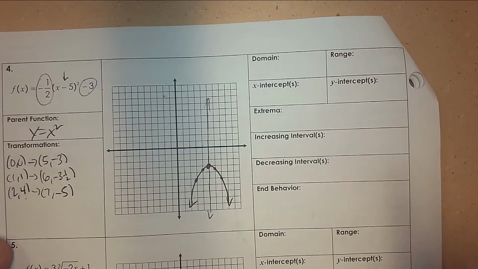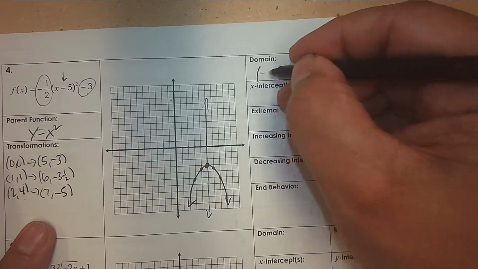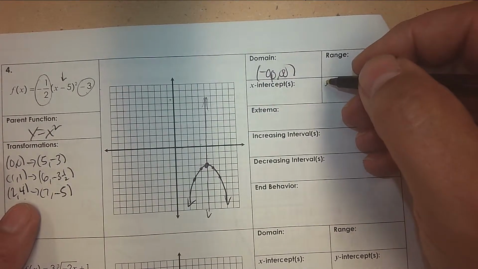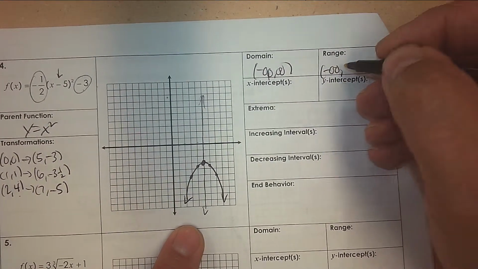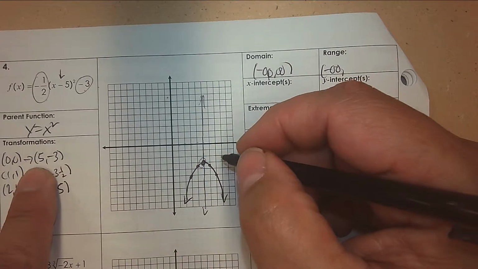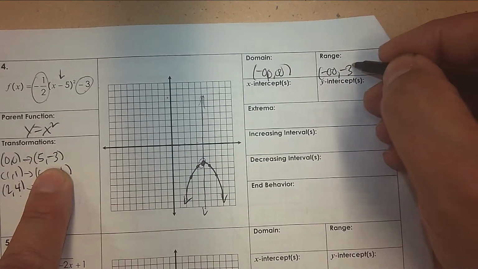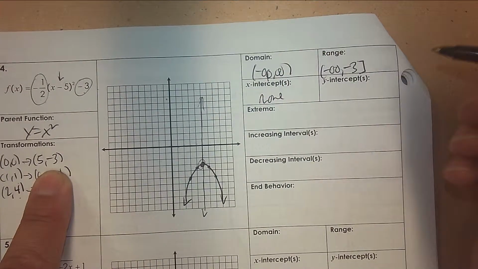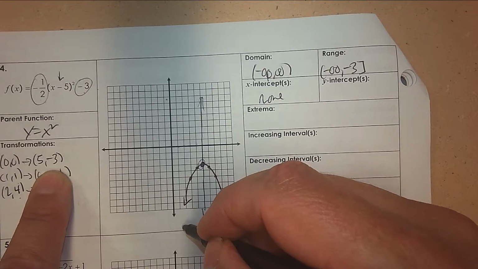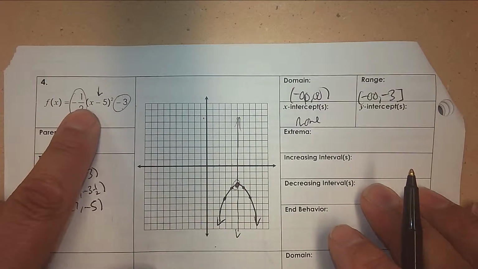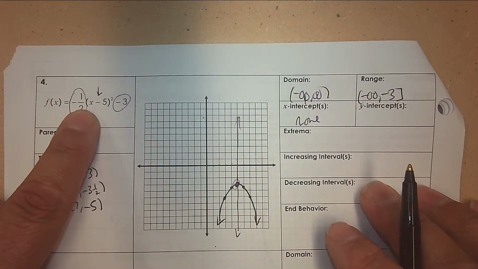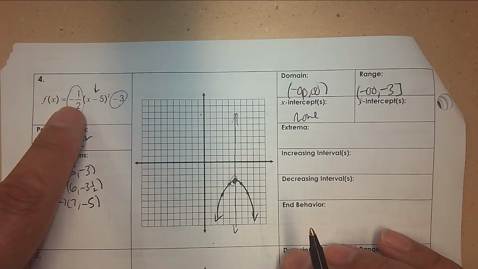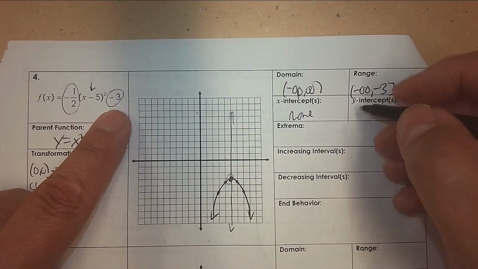What's the domain of it? It's all real numbers. The range, so that goes from the bottom, which is negative infinity, to the vertex in the y-coordinate there is negative 3, and it's included. X-intercepts, none. It doesn't cross the x-axis. The y, it will eventually cross the y. So if I plug in 0 for x, I get 25 divided by 2, so it's 12.5. So negative 12.5 and negative 3 is negative 15.5.